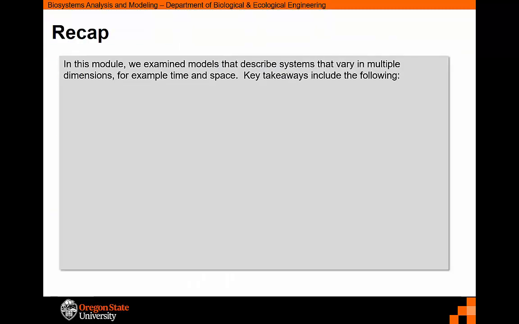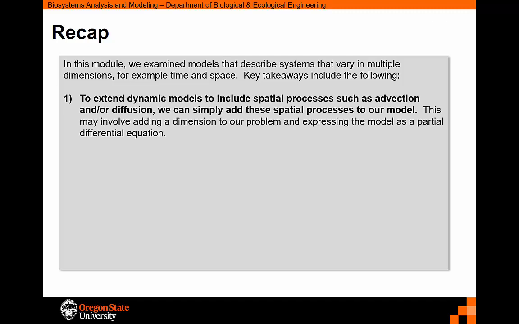To recap, in this module, we examined models that describe systems that vary in multiple dimensions, for example, time and space. Key takeaways include the following. First, to extend dynamic models to include spatial processes such as advection and/or diffusion, we can simply add these spatial processes to our model. This may involve adding a dimension to our problem and expressing the model as a partial differential equation.